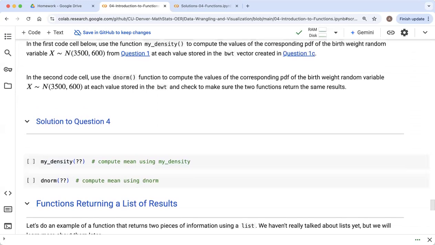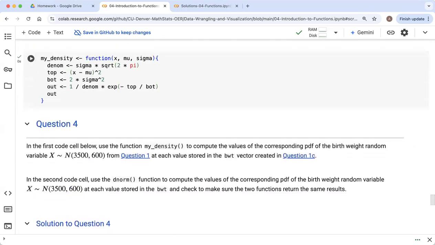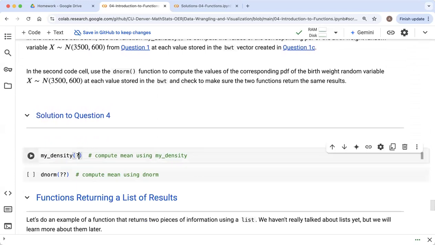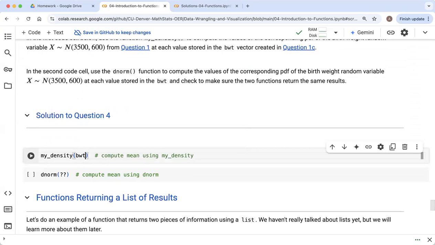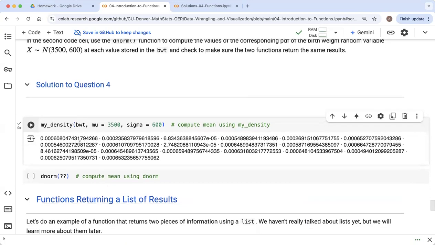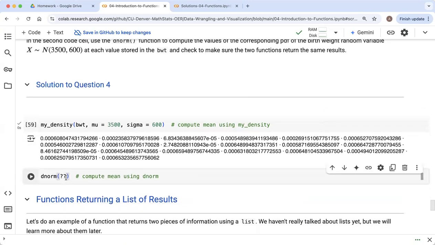And so now if I want to use my density function, I've got three inputs that I need to enter. First is my vector of values, my x. So my vector of values is stored in birth weight. Next would be the value for mu, which is the mean 3,500. And then would be the value for sigma, which is 600. And I get all these outputs here. So it's running, I'm getting output. That's great. At least nothing crashed. I have no idea whether that is right or wrong.